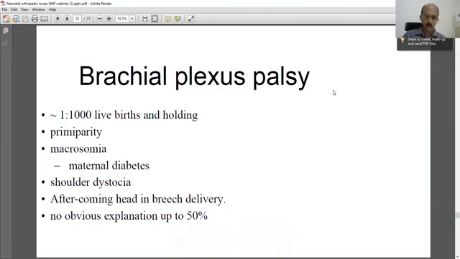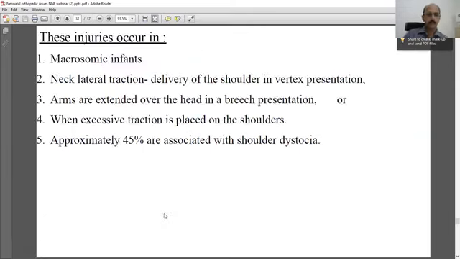And a few notes about brachial plexus injury. Brachial plexus injury is quite common. It happens in 1 in 1,000, mostly in macrosomic babies of primipara mothers. Shoulder dystocia and aftercoming head are the important causes because of the overextension of the neck. No obvious risk factor can be there in 50% of them. These are more common in macrosomic babies and with lateral neck traction. Arms are extended over the head in a breech presentation. Approximately 45% are associated with shoulder dystocia.